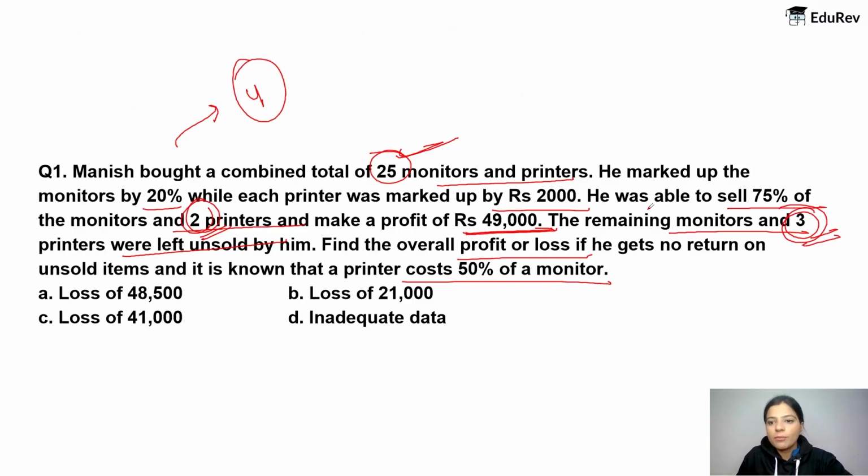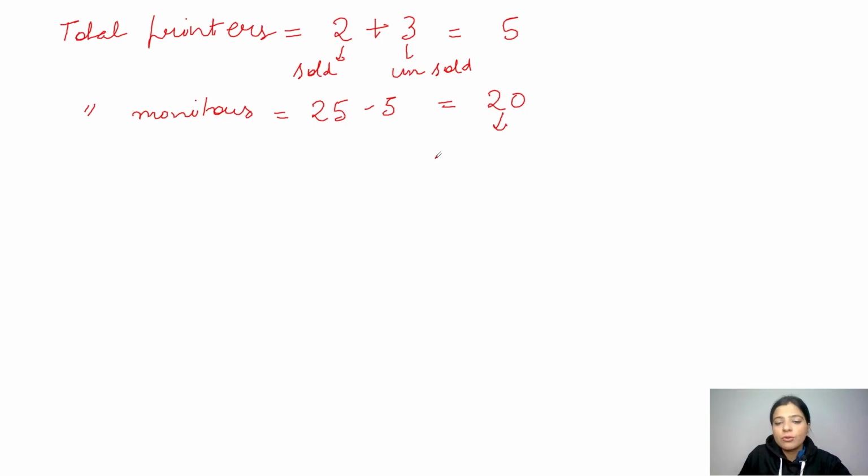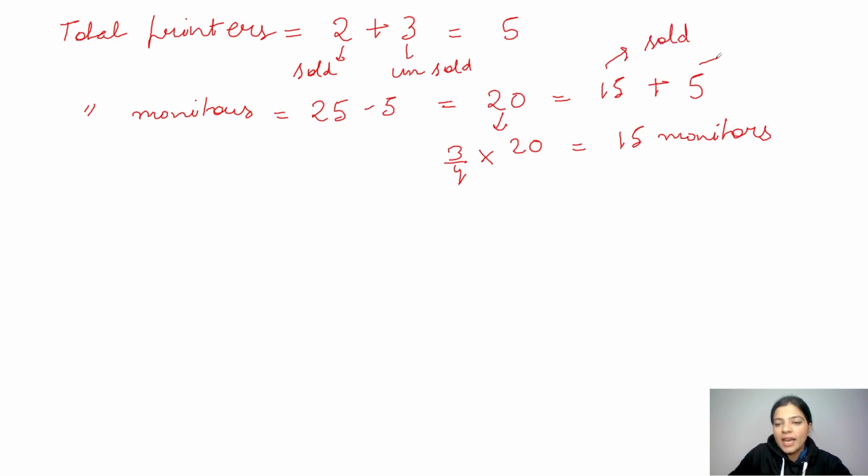Now out of these, how many were sold? He was able to sell only 75%. So you know, to calculate 75%, you can calculate 3/4 of 20, that is 15 monitors. So now you know that out of these 20, 15 were sold and 5 were unsold. So 15 monitors were sold and 5 were unsold. Now we have the bifurcation with us.